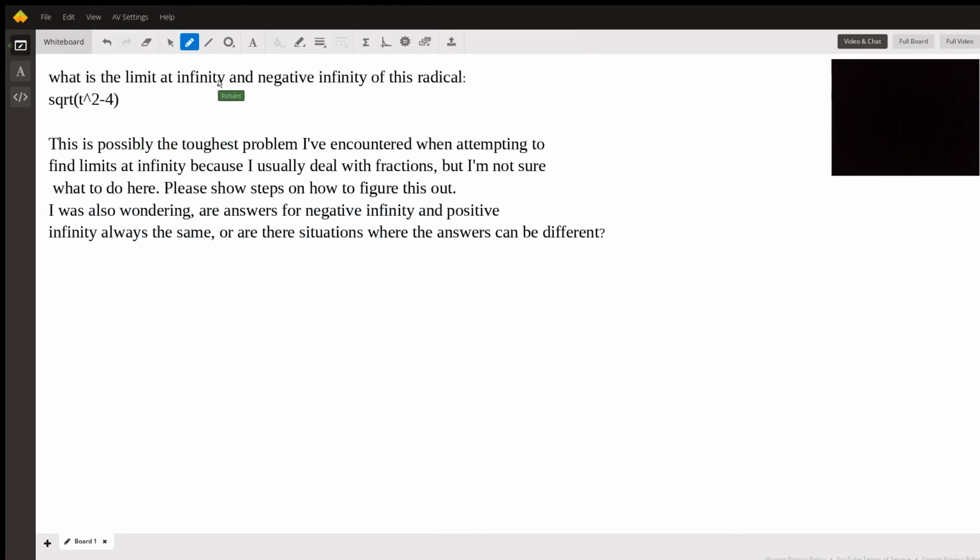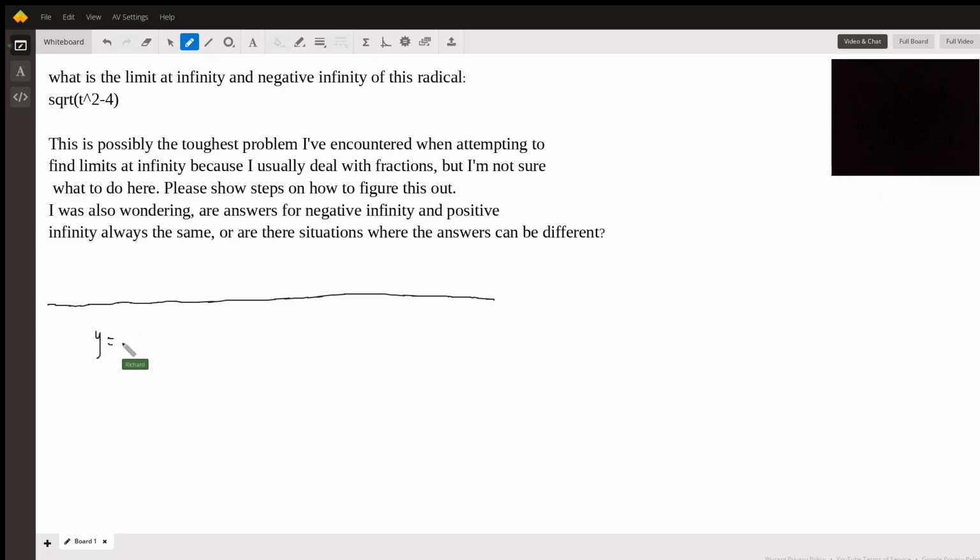What's the limit at infinity and negative infinity of this radical? So we're going to answer that. Whenever I'm doing domain and range, and whenever I'm doing limits, I like to have a graph. In general, I like to have a graph anyway. I think most of us are visual thinkers. So let's just start thinking in terms of a graph.